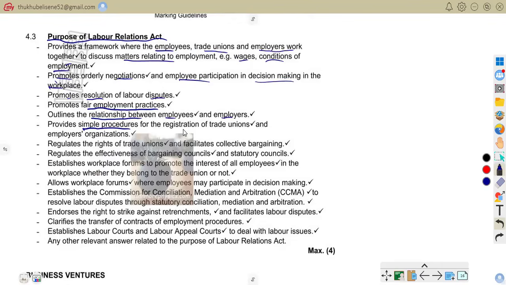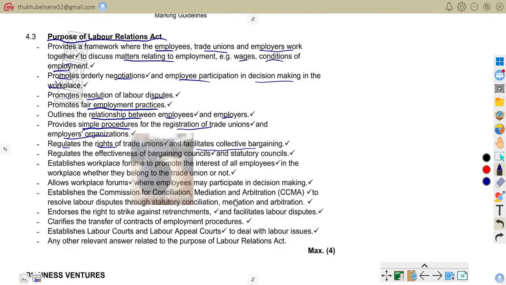Provides simple procedures for the registration of trade unions and employers' organisations. That is, the act explains how trade unions and employer organisations can legally register. It regulates the rights of trade unions and facilitates collective bargaining.